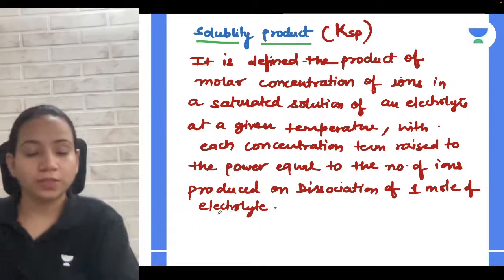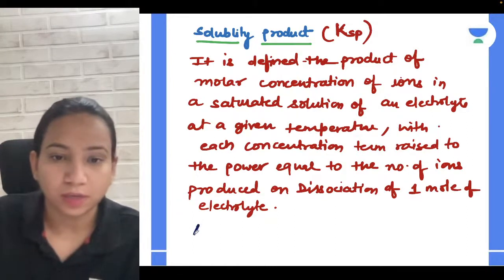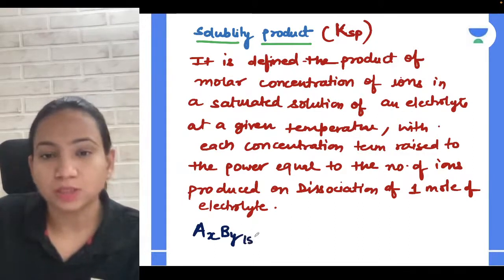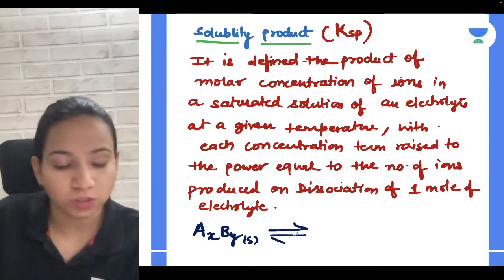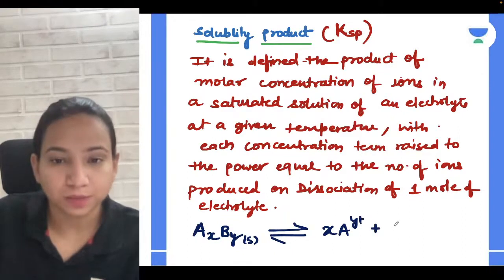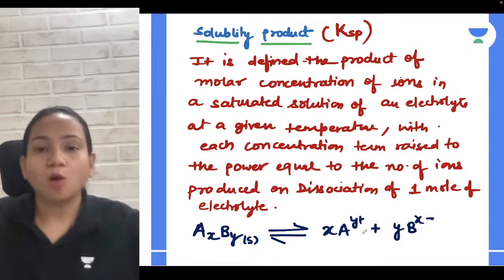Okay, how can we relate to it? Let's take a general example of a salt, an electrolyte. Say you have an AxBy type of compound. When you do its dissociation, it's an electrolyte, so what you will get is xA^(y+) ions, plus you will get yB^(x-) ions.